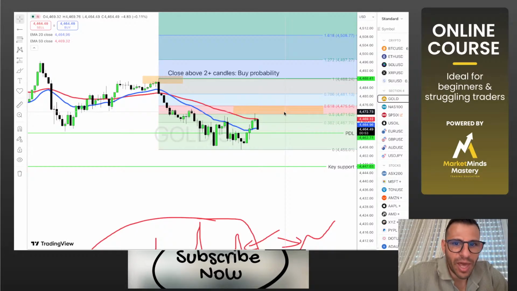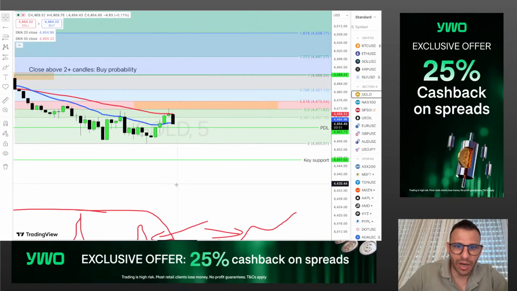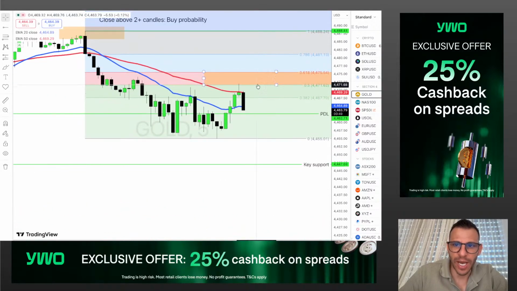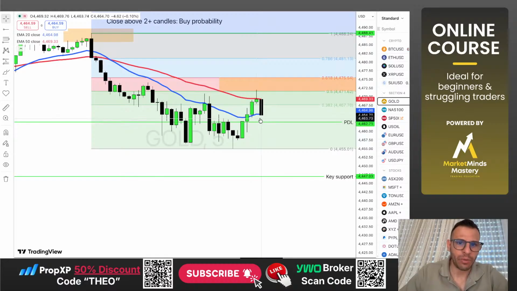Look at how the gold is rejecting the 50%, which is amazing. Let's see if we're going to continue all the way down, or if we're going to stop here and make a change, a rotation, a shift in the market momentum.